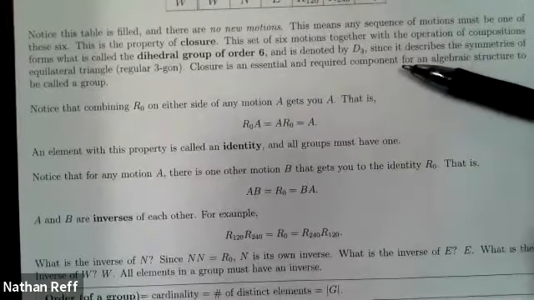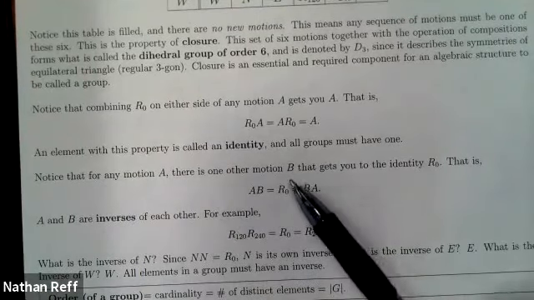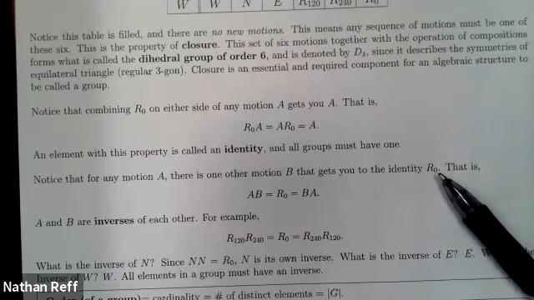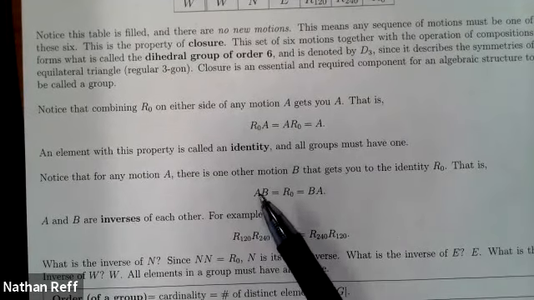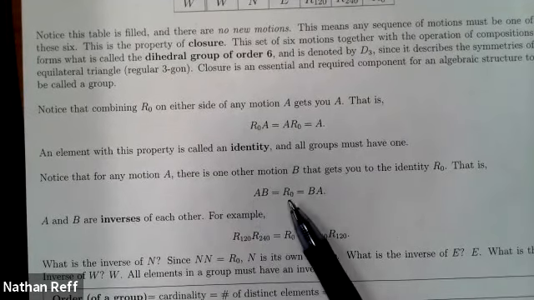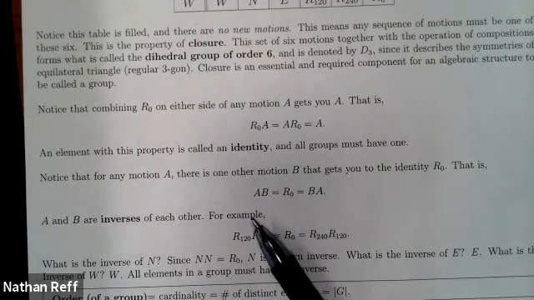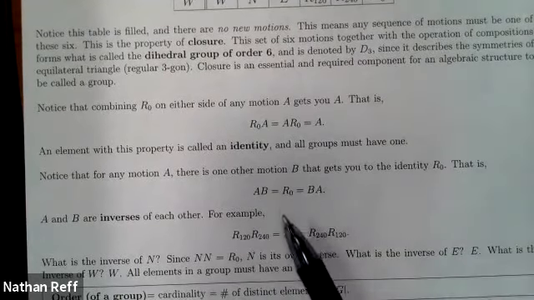And another property that you want is, notice that for any motion A, there's going to be a motion B that will get you to that identity motion, the do nothing motion. So there will exist a B for every motion A that will get you to do nothing. That sounds funny to say out loud. It's kind of undoing the action of A. You call this the inverse element. So for every motion, there should be a motion that undoes that, gets you back to the identity motion.